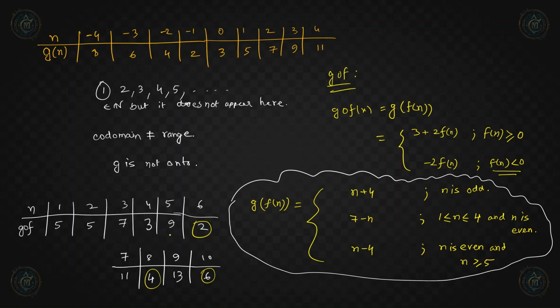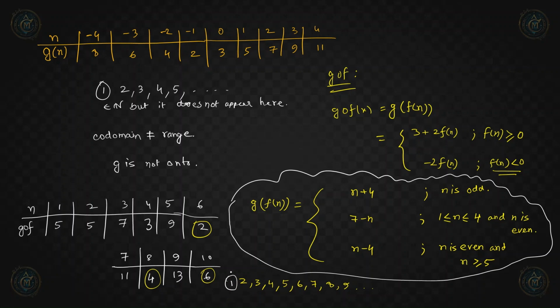Then we have 5, 7, 9, 11, 13. So how many numbers do we have in our range? Let us count. We have 2, 3, then we have 4 here, then we have 5, then we have 6, 7, 8, yes 8 will be there, then 9 and so on. But now see that we don't have this 1 in our range.